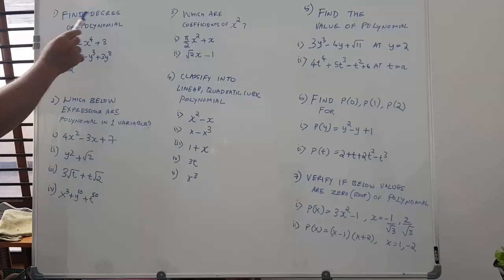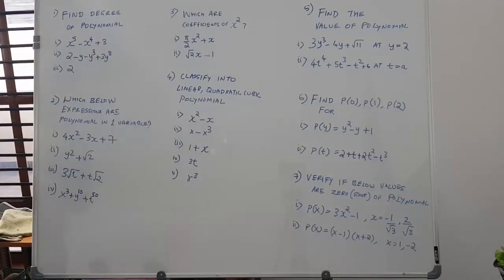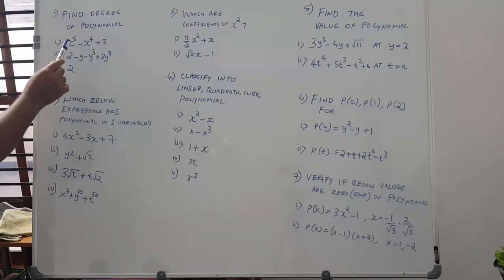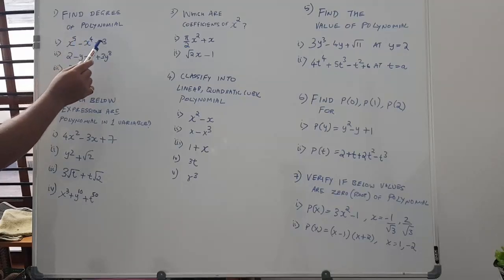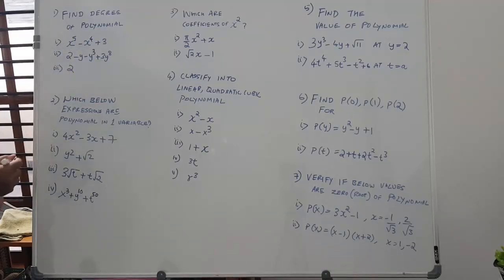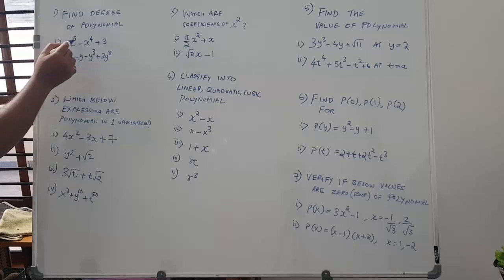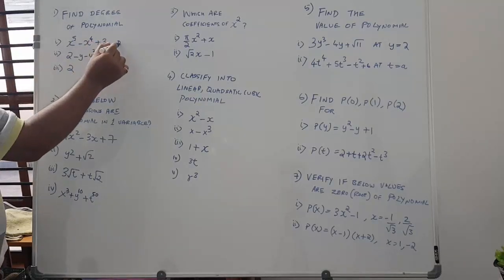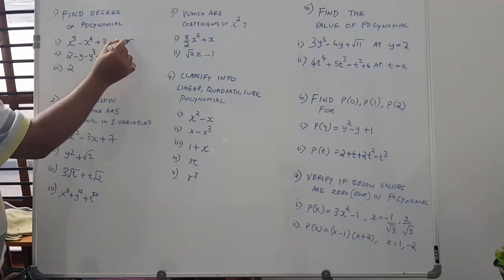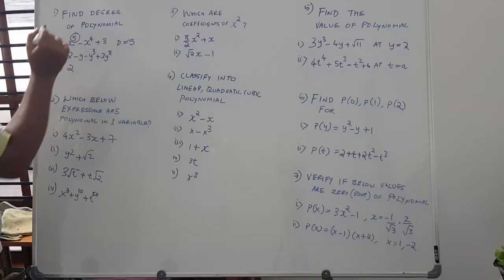Hi friends, let's practice some problems on polynomials. So the first problem is find the degree of the polynomial. If you consider this first problem, we have x power 5 minus x power 4 plus 3. The largest power is definitely 5, so the degree of the polynomial is equal to 5 in this case because that's the largest power.